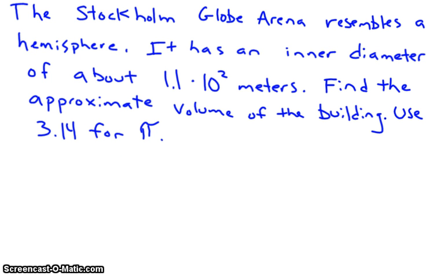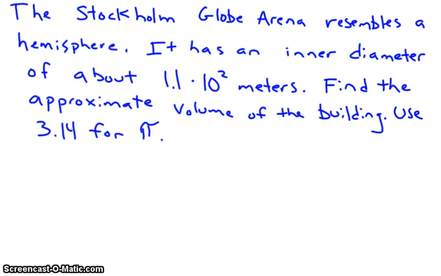And one last thing, we're going to do a word problem with these. We see that the Stockholm Globe Arena resembles a hemisphere. Now, if we think about what a hemisphere is, that'll be important, so I want you to think about what that is for a sec while I finish reading this. It has an inner diameter of about 1.1 times 10 squared. I say about because if it's in scientific notation, it has been rounded, but we will work with the numbers they've given us. It says find the approximate volume, once again approximate because we are not sure of the exact size of the building. Use 3.14 for pi.